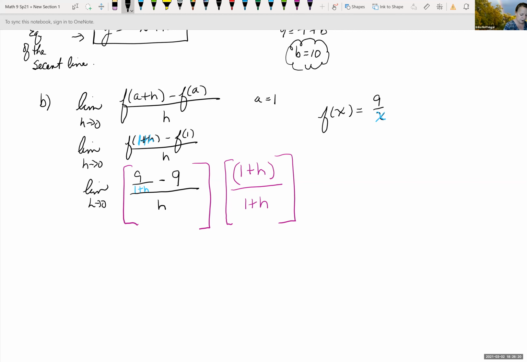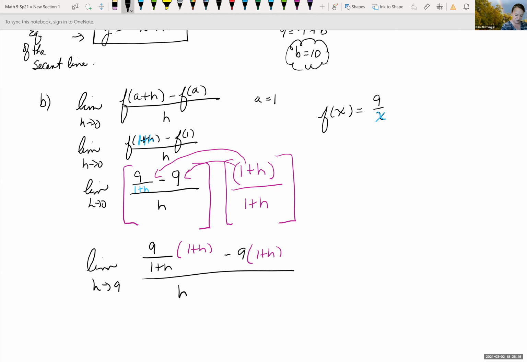And so again, let's bring down our limit as h goes to 0. I have this 9 all over 1 plus h. I distribute this, so this is all times 1 plus h minus 9. I have to distribute to the other grouping in the numerator, so all times 1 plus h, divided by this h all times this 1 plus h. So the fraction cancels in the numerator, and you're just left with 9 for that first piece.